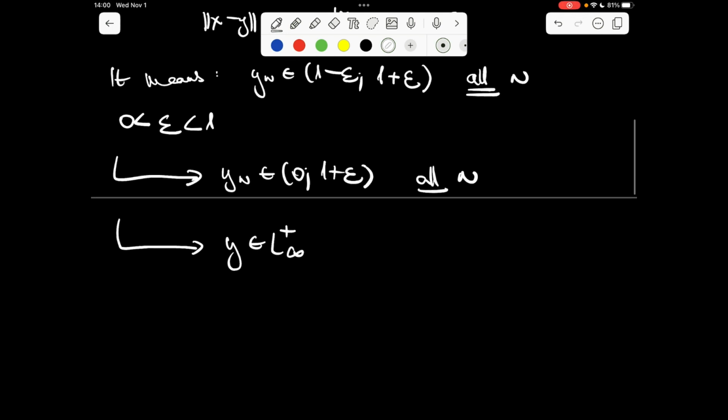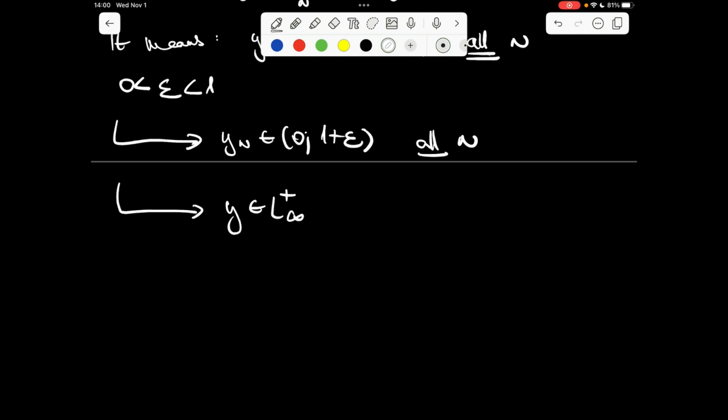So the lesson: this space L infinity is much more exciting. And if we choose this space to be the production set, it will have an interior point, so assumption 15.5 holds. This is the lesson.